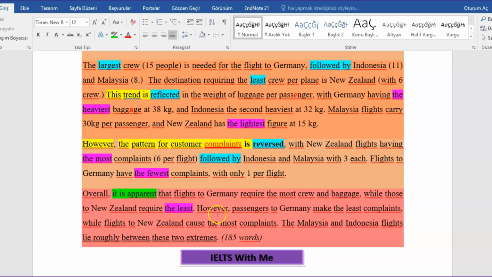However, in contrast, passengers to Germany make the fewest complaints, while flights to New Zealand cause the most complaints. The Malaysia and Indonesia flights lie roughly between these two extremes, the lowest and the highest.